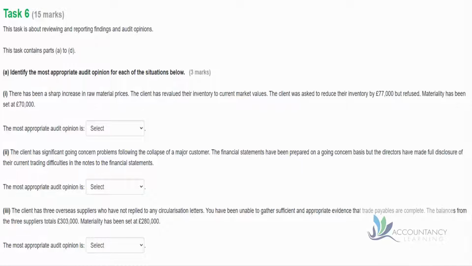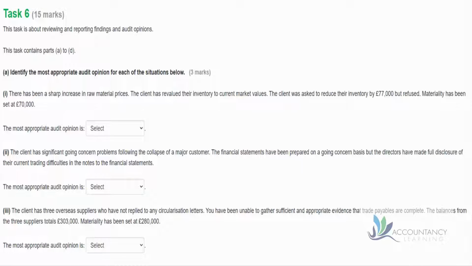The client was asked to reduce their inventory by 77,000 but refused. Materiality has been set at 70,000. So we need to ask ourselves, do the financial statements give a true and fair view? Well, no, they do not, because they've not applied IAS 2 correctly. So that means that the financial statements are misstated. Now, we could still give them a clean opinion as long as that misstatement wasn't material. But in this case, the error is 77,000, materiality is 70,000, so this is a material misstatement.